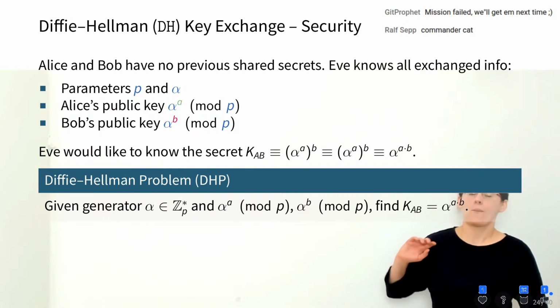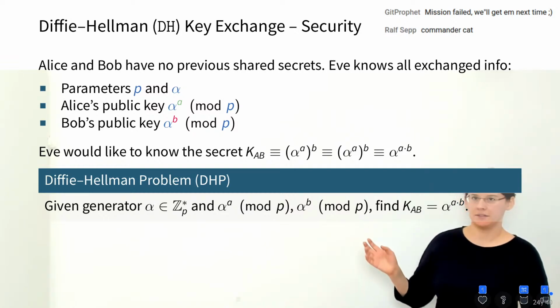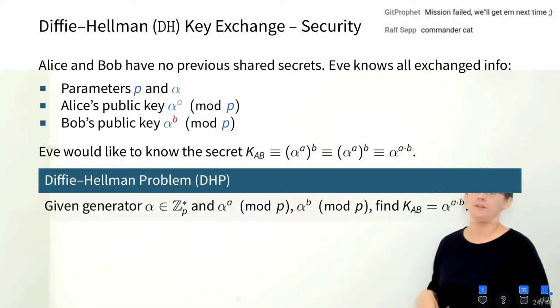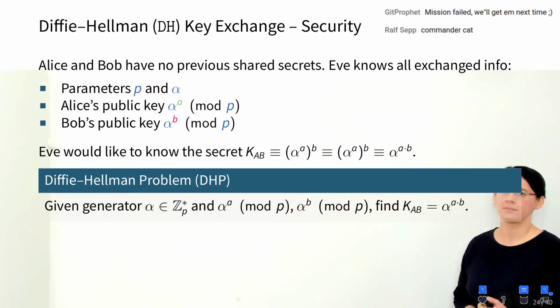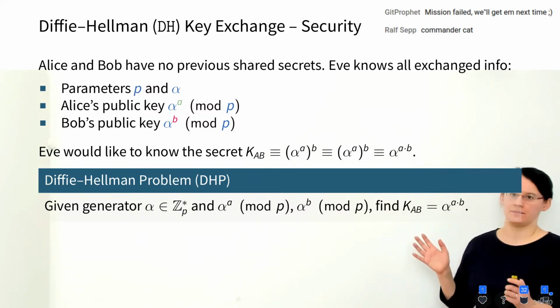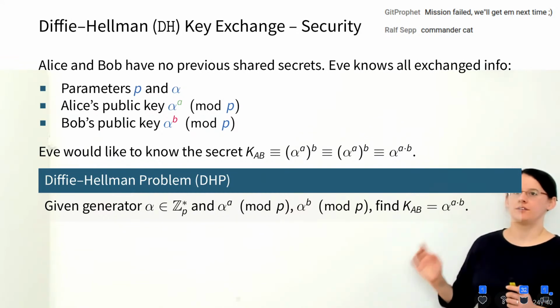It's not known whether this is exactly equivalent, but it seems to be the best way of approaching this. So what does this mean for the key sizes? It means that solving the discrete logarithm problem in this particular group should be a hard problem.